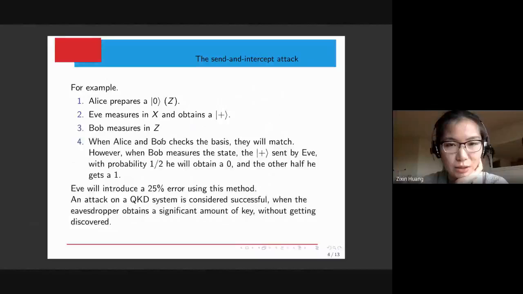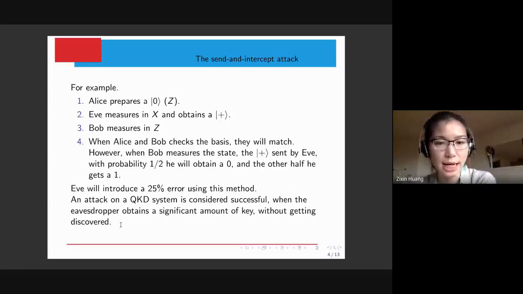Okay, so this is everything that was just talked about. I'll leave that in the slides. One comment that I wanted to make was that here, obviously, Eve introduced quite a significant error in the final keys between Alice and Bob. And of course, if we see that there is an error, they will just terminate the protocol and not use that key for anything they want to communicate securely.